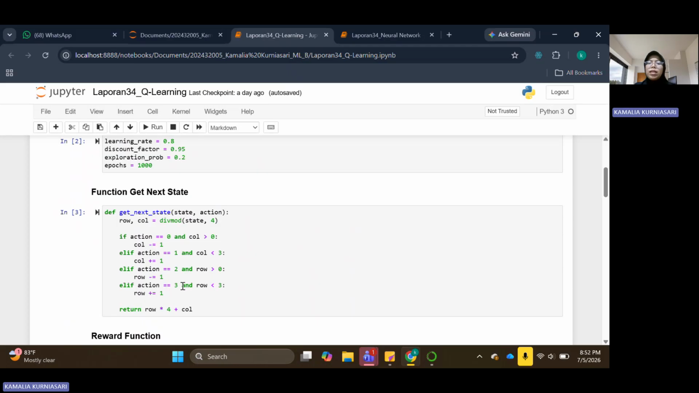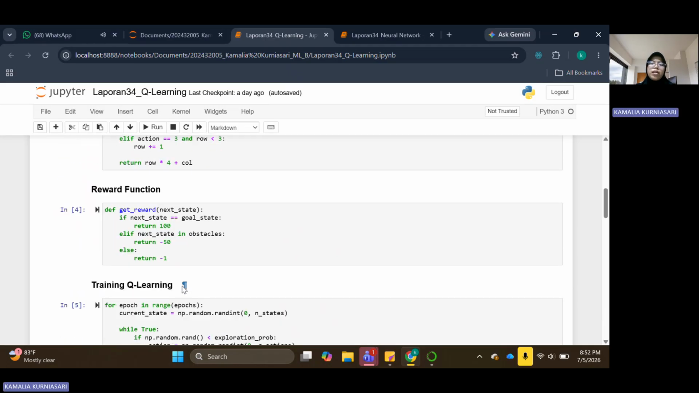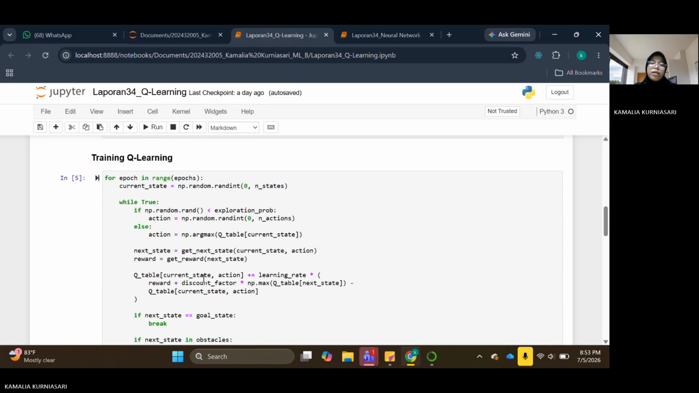And through repeated training, the agent gradually learned which action produced better rewards. And the reward system was designed as follows: positive reward when reaching the goal, negative reward when hitting obstacles, and small penalty for normal movement. And this reward structure encourages the agent to reach the goal faster, avoid obstacles, and find the shortest path.